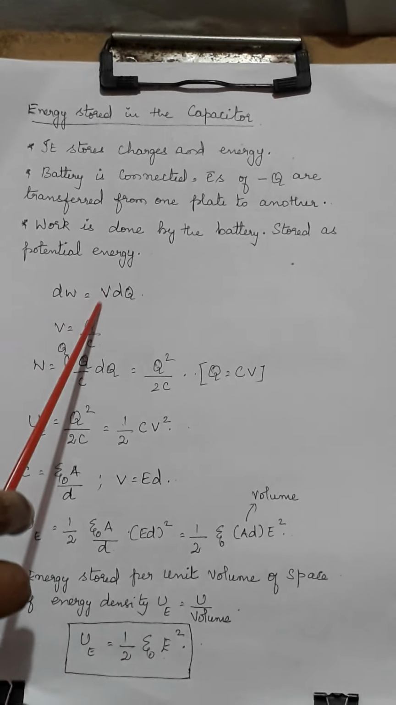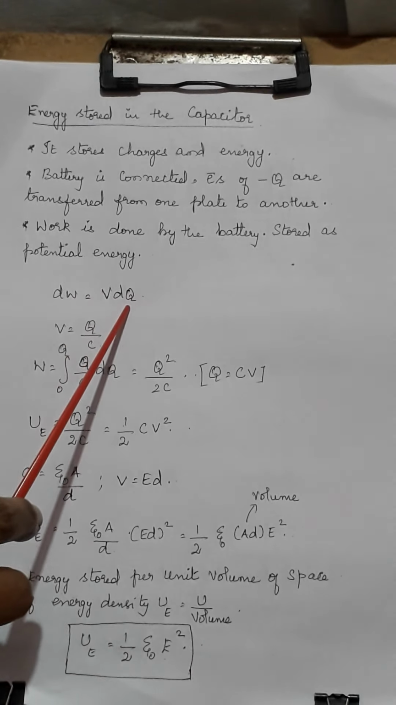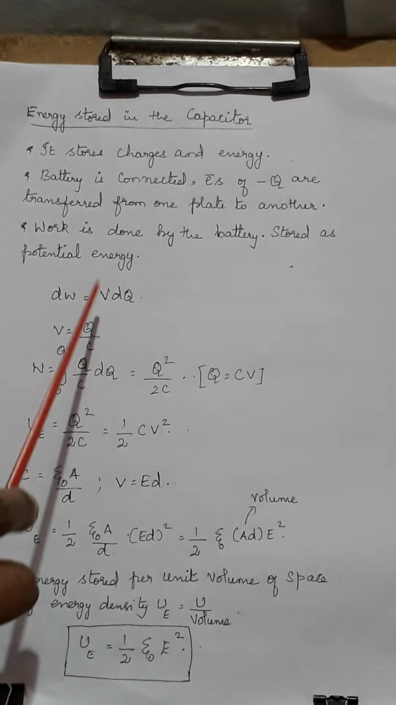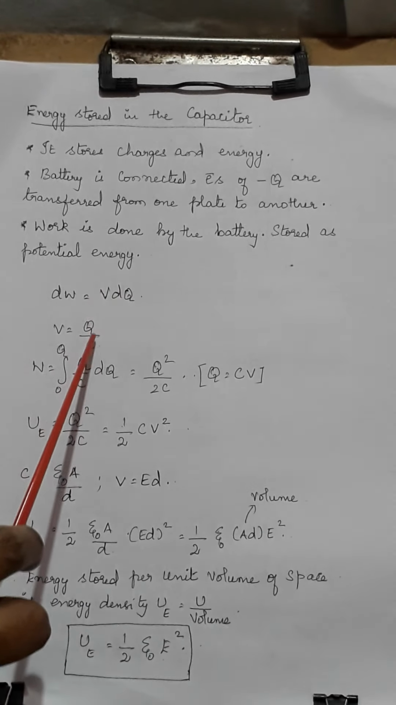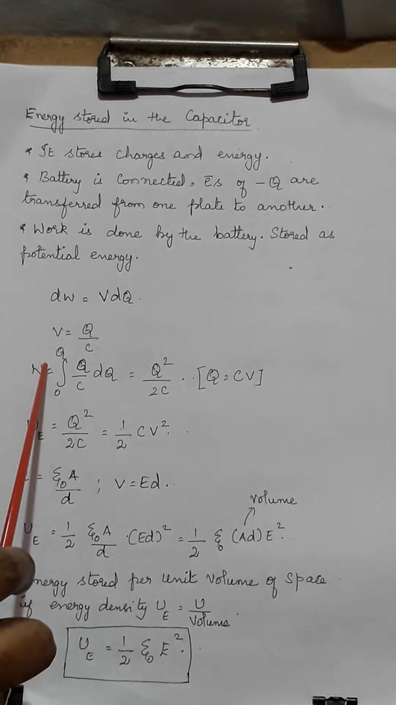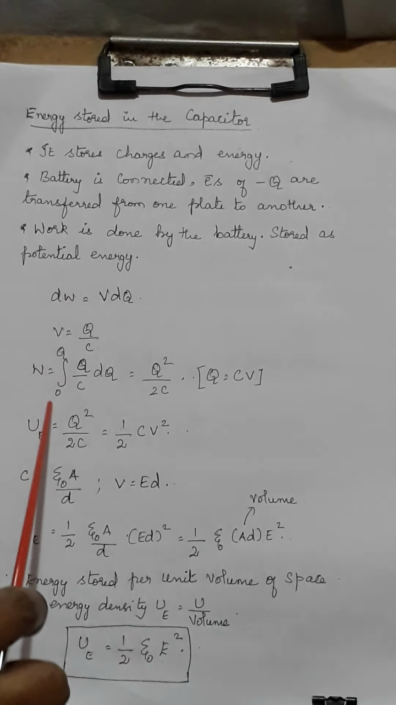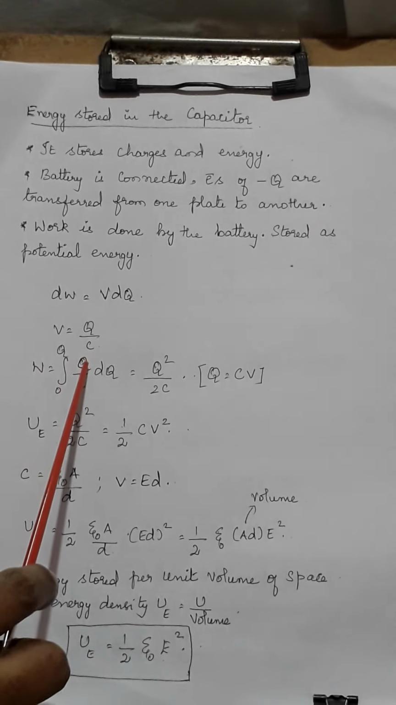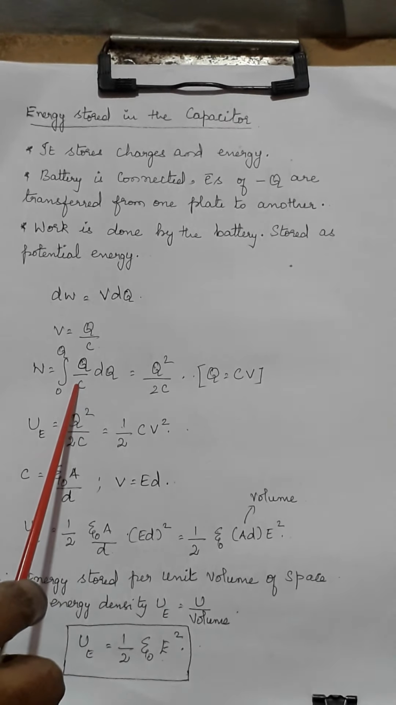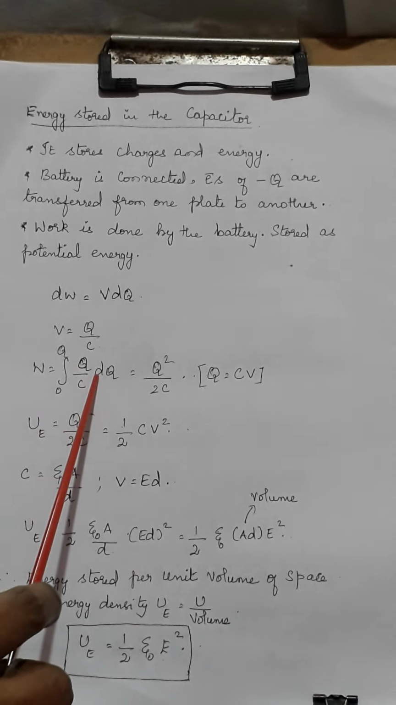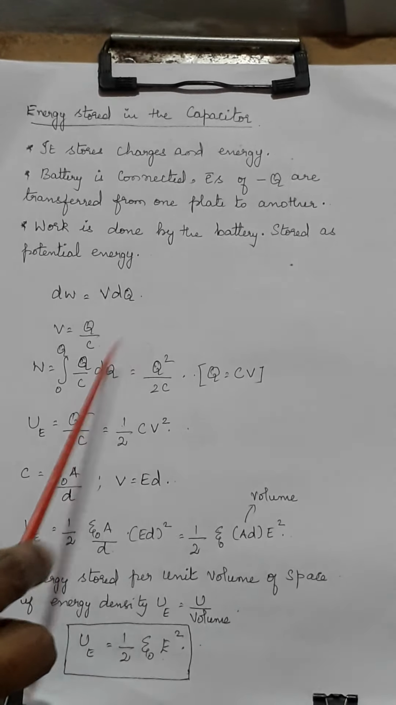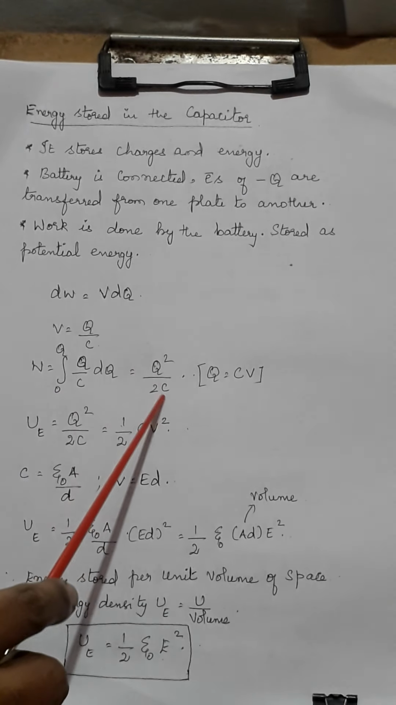Applying the same formula, what we got earlier in this lesson was dW is equal to V into dQ, potential into dQ, and we know that V is equal to Q by C. So in place of V I can substitute Q by C, and to find the total work done, we integrate from 0 to Q. So this turns into Q by C into dQ. C is a constant, the capacitance, so it is taken outside. So Q dQ, when you integrate it, x dx gives you x square by 2. So it is Q square by 2C.